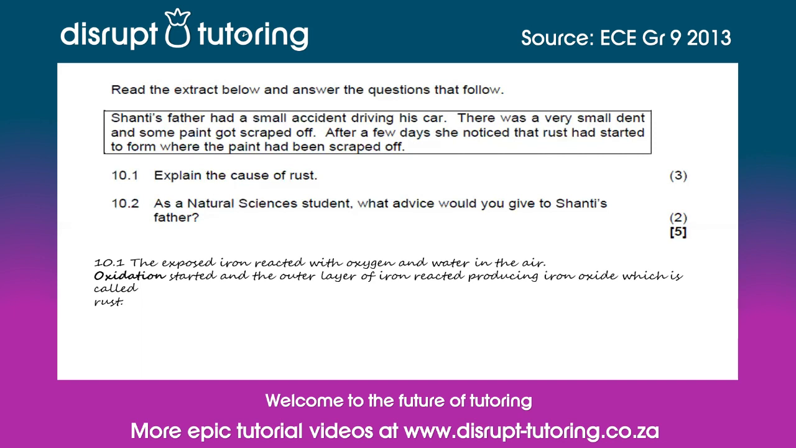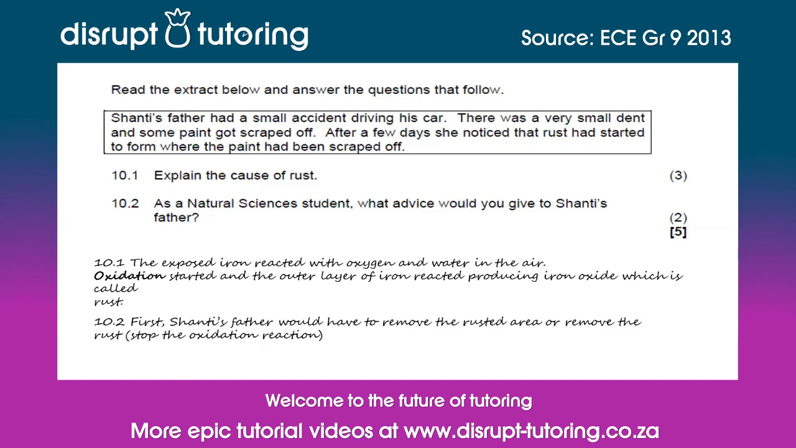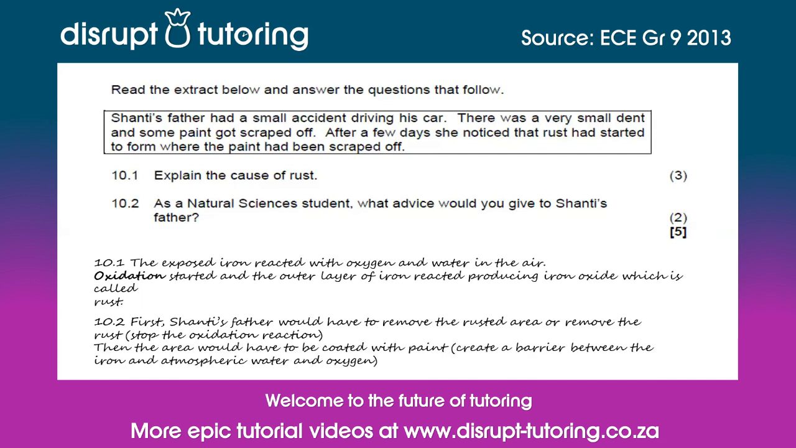Okay, so as a natural sciences student, what advice would you give to Shanti's father? Well, first of all, we would need to stop the oxidation reaction from continuing. You'd have to remove the rusted area, or remove the rust rather, to stop the process. And to prevent it from restarting, you would have to coat the exposed part with a new layer of paint. This would create a barrier between the iron and the atmospheric water and oxygen, which causes the rust to form.